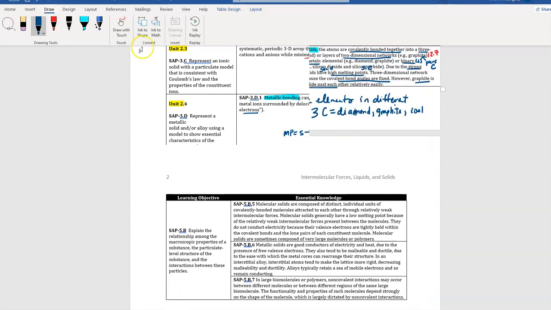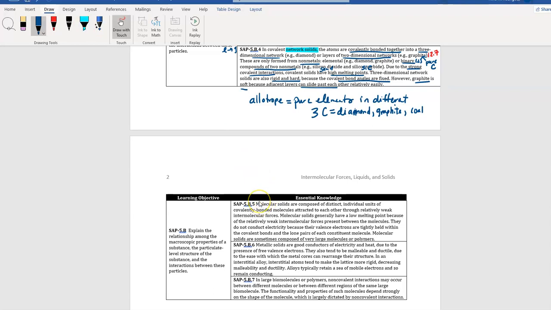The next type of solid is what's called molecular solids. And you will see molecular solids in 12.6. And they are distinct individual units of covalently bonded molecules attracted to each other through relatively weak intermolecular forces. Molecular solids have very low melting points because the forces are very, very weak, which means it does not take a lot of heat to make these guys melt, okay? So definitely low temperatures to melt them.